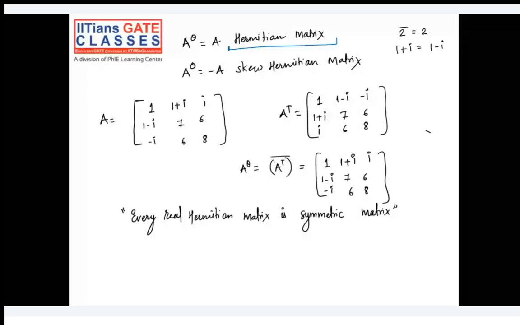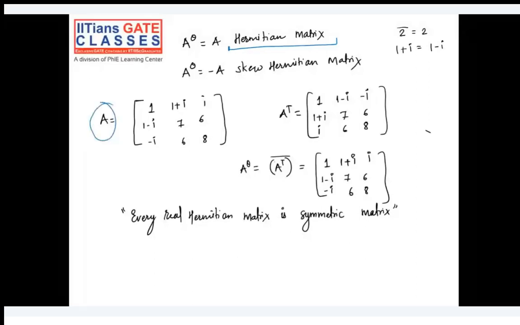Take this matrix A: 1, 1 plus i, 1 minus i, 7, 6, minus i, 6 and 8. If I take a transpose of it, what will I get? You have to replace each row with a column. So the first row will become the first column, the second row the second column, the third row the third column. So you'll get A transpose like this.